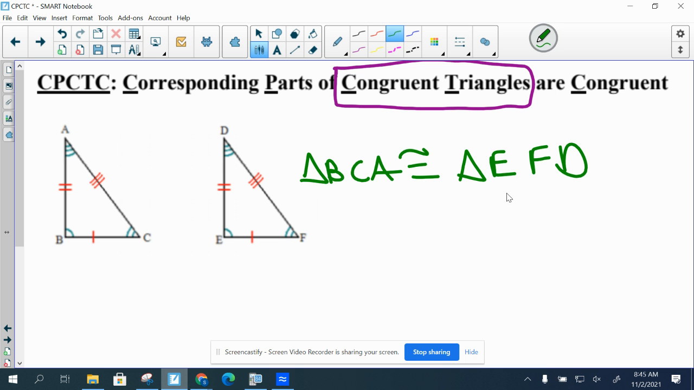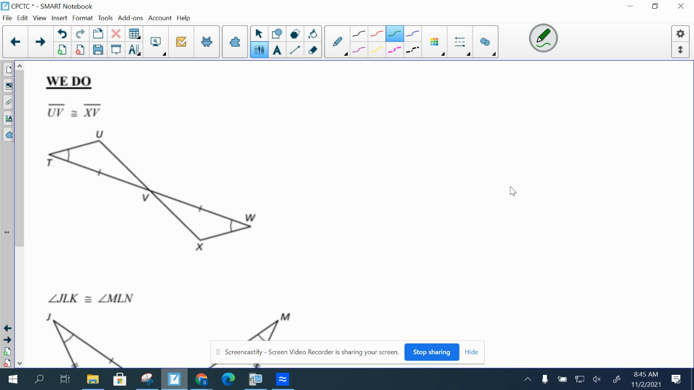Okay, so let's look at some examples. Most of what we're going to do today, and pretty much all of your homework, is just proofs, but I think it's just drag and drop. Okay? So for the we do, this is going to have 3 steps to it: statements, reasons.